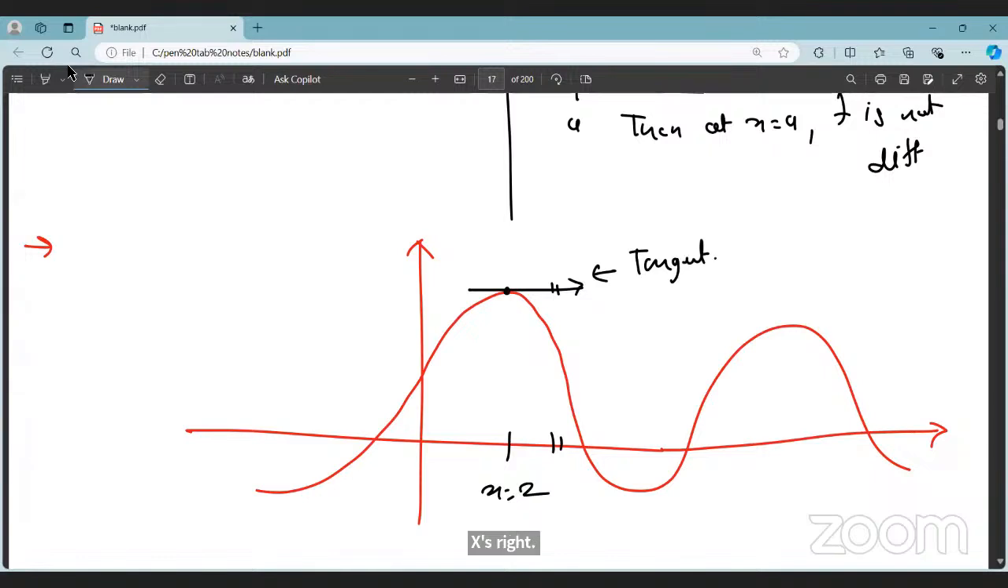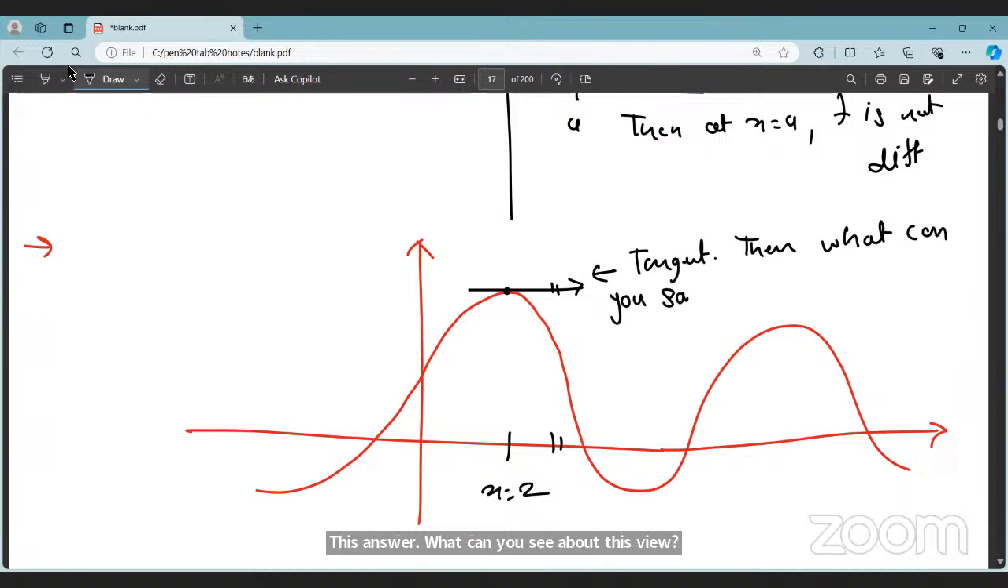This is allowed because it satisfies all the conditions. No? It should not be parallel to the y-axis, because for every line which is parallel to the y-axis, we can't talk about slope, right? So it should not be parallel to the y-axis, but it can be parallel to the x-axis, right? So if this is your tangent, then what can you say about the slope? 0. Right. Correct.